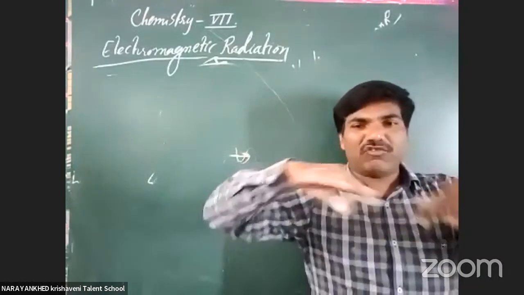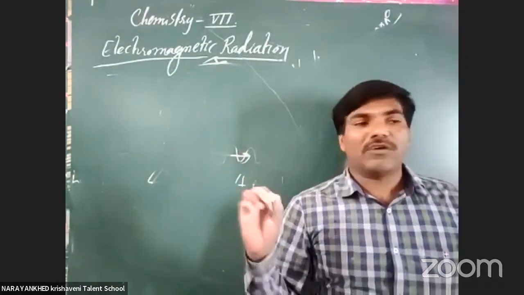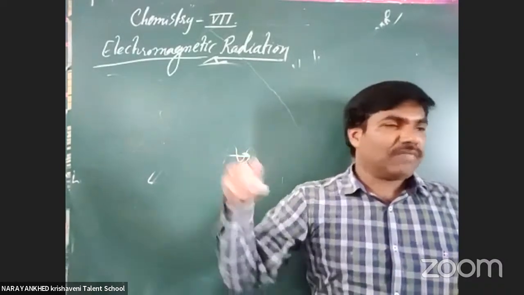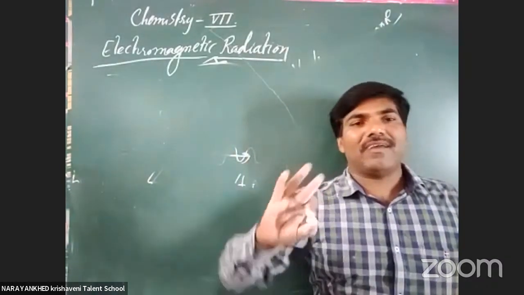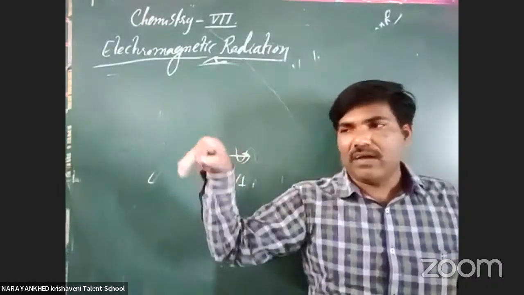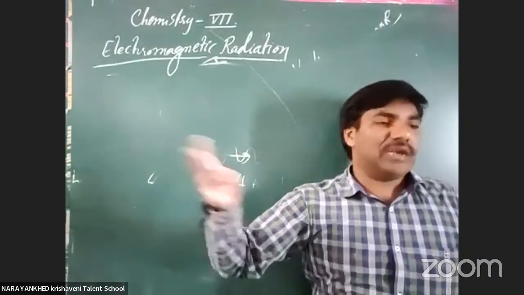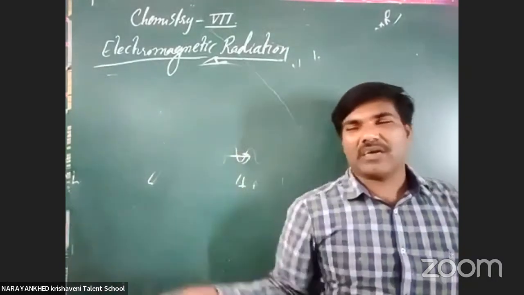When we combine these two natures, that is only called what? Dual nature. Okay, what did you understand from this one? Whatever the charged particles are there, they do not contain only particle nature. They also contain a what? Wave nature also. That's why they are called dual nature. But it is also not correct.